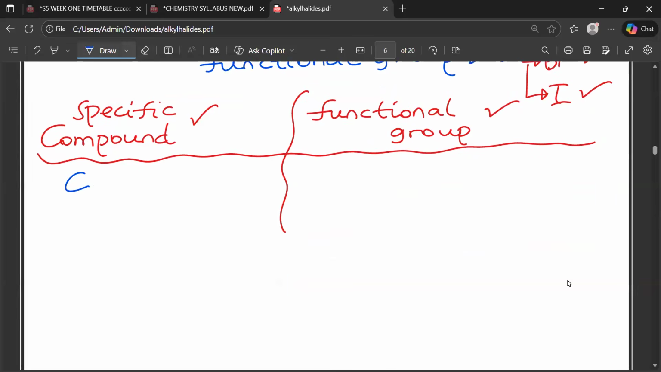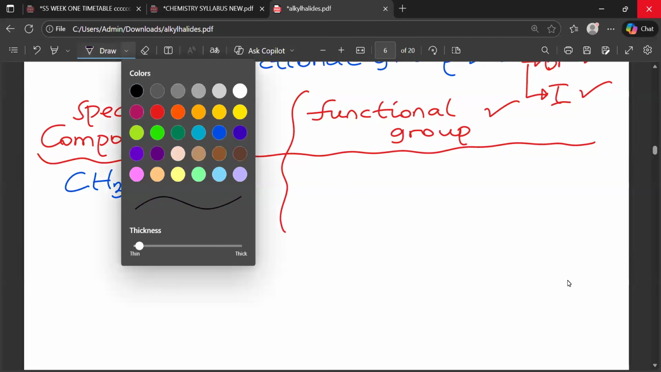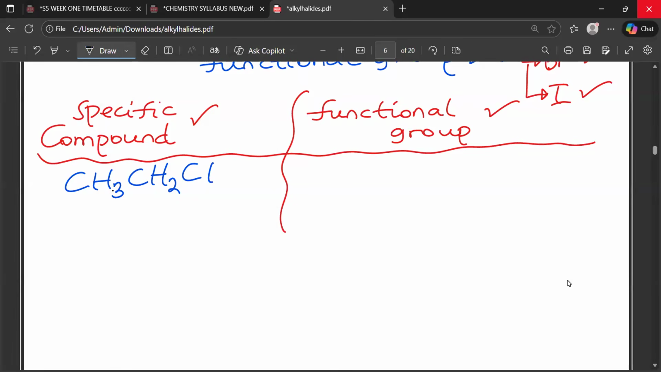Now the specific compound, for example, CH3, CH2, C, like that. So you may be like, what is the functional group here? Maybe like, what is really special here? So I just want you to be that kind of student who can break this down. It's something that used to give us a time those days.